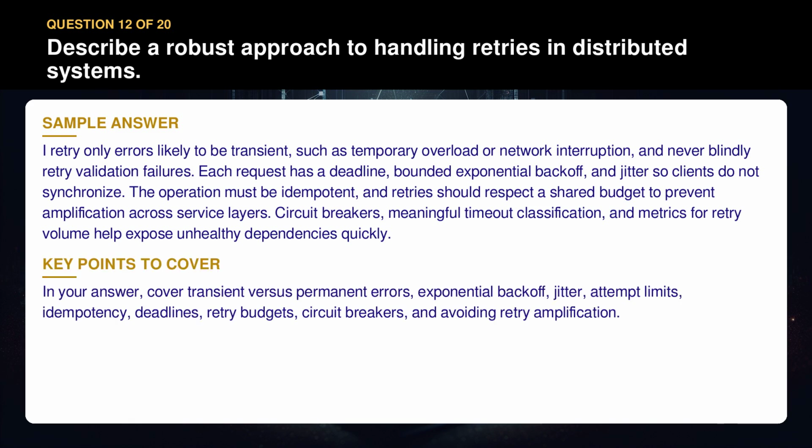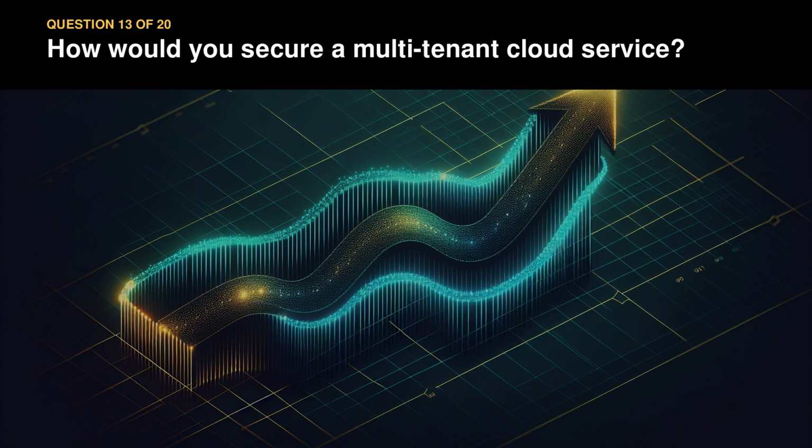In your answer, cover transient versus permanent errors, exponential backoff, jitter, attempt limits, idempotency, deadlines, retry budgets, circuit breakers, and avoiding retry amplification. Question 13. How would you secure a multi-tenant cloud service?